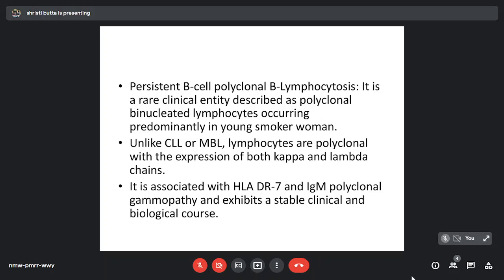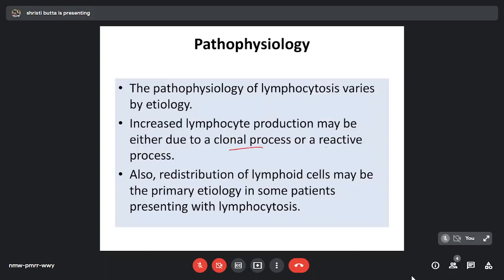Now, the pathophysiology behind a rise in the lymphocyte count. Increased lymphocyte production may be due to either a clonal process or a reactive process. Also, redistribution of the lymphoid cells, as seen with the CLL drug ibrutinib, the BTK inhibitor, which allows for the redistribution of the lymphoid cells, and that also results in lymphocytosis.